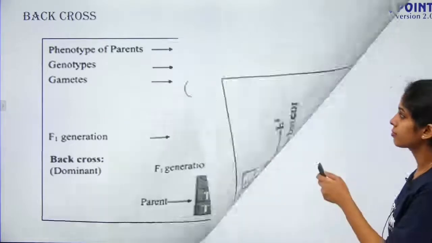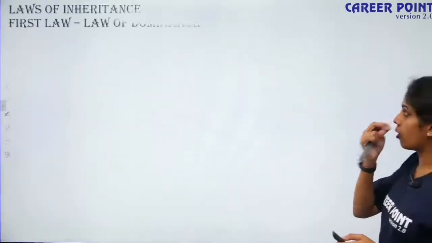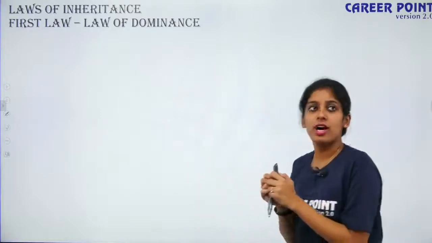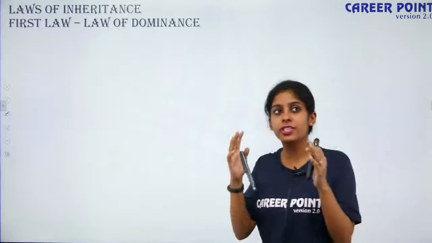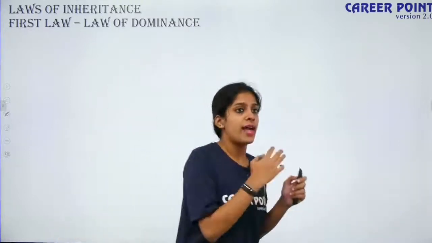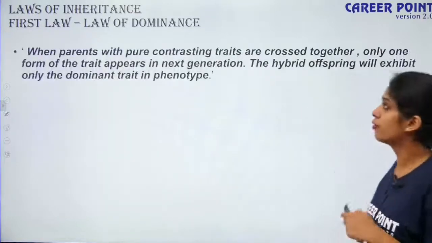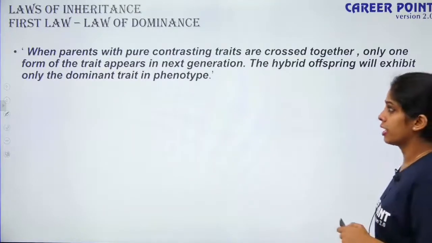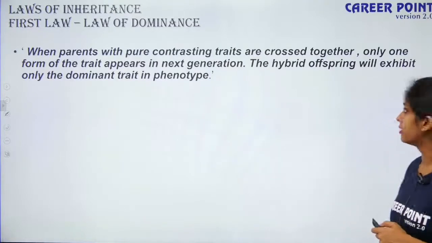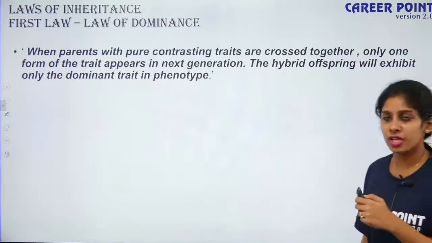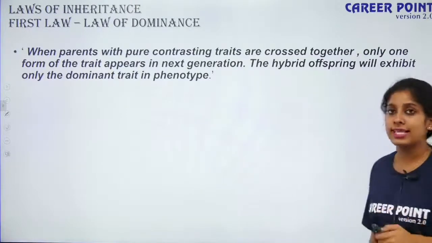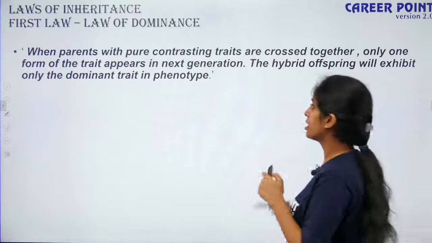Fine? Okay. So going forward, the collective term for Mendel's laws is the law of inheritance, and the first law is the law of dominance. So what does the law say? When parents with pure contrasting characters are crossed together, only one form of trait appears in the next generation. So the hybrid offspring will exhibit only the dominant trait in the phenotype.